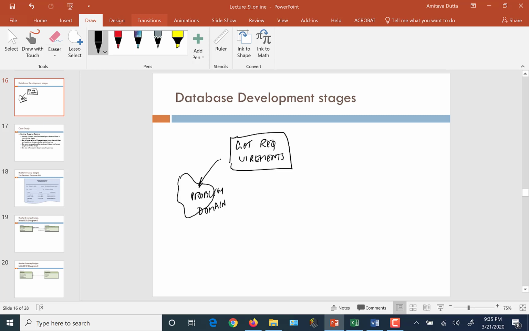Okay, so in that stage, you talk to the end users, try to get an understanding of the problem setting for which you're trying to develop the database. Okay, and then in terms of actually getting down to doing the task, the first major step, you may remember, was data modeling.